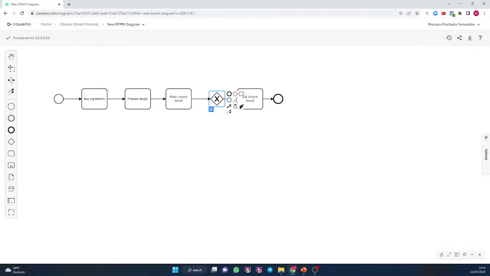For example, just to simplify, you can take a look here again, and then you can, for example, yeah, it will not allow, because according to BPMN, this is wrong what I'm doing here, but just for you guys to have a sense. Okay, we can do this. I think it's easier. Bake cheese bread. Yeah.